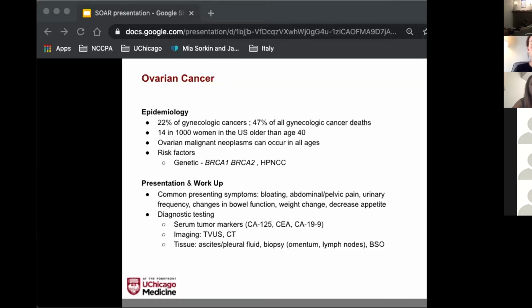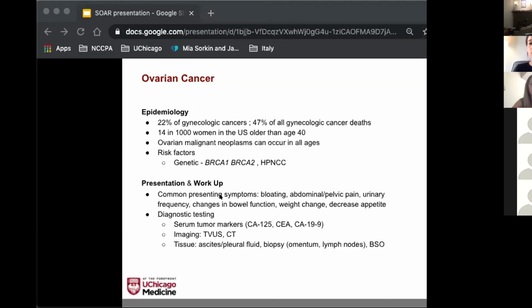Some risk factors include unopposed estrogen and endometriosis, but there are genetic risk factors that you probably have heard of, like BRCA1 and 2 mutations, which carry about a 20 to 40% lifetime risk and a 10 to 20% lifetime risk of ovarian cancer, respectively. Hereditary non-polyposis colorectal cancer is associated with this disease as well.